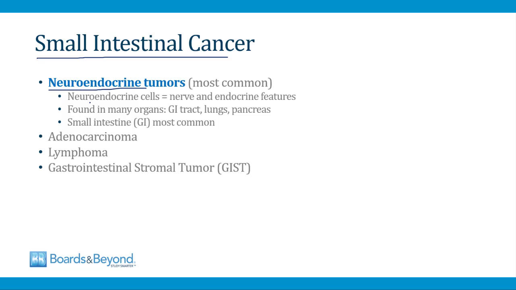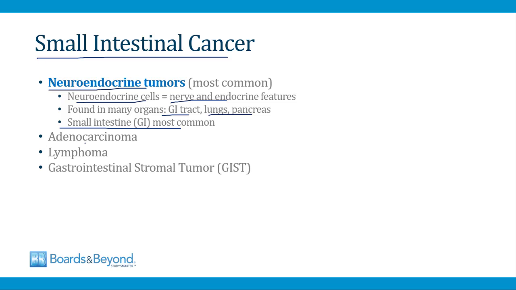Neuroendocrine cells are cells with both nerve and endocrine features, and they're found in many places in the body, including the small intestine and other areas of the GI tract, as well as the lungs and the pancreas. And when neuroendocrine tumors arise in the GI tract, the small intestine is the most common location.